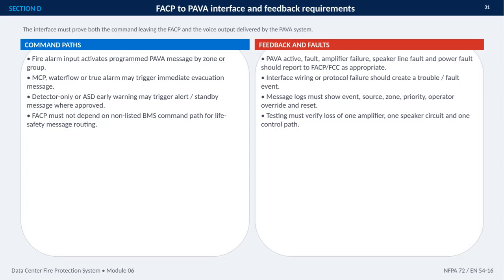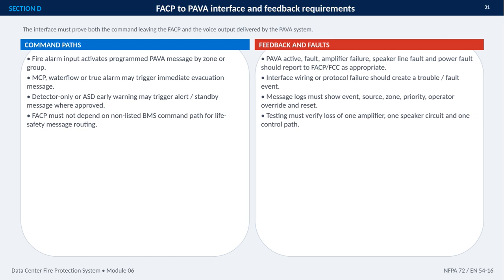This section focuses on the interface between the Fire Alarm Control Panel, or FACP, and the Public Address and Voice Alarm System, or PAVA. The central requirement is straightforward. We must prove both sides of the safety function, that the command actually leaves the FACP, and that the intended voice output is delivered by PAVA. The command path should be clearly defined.